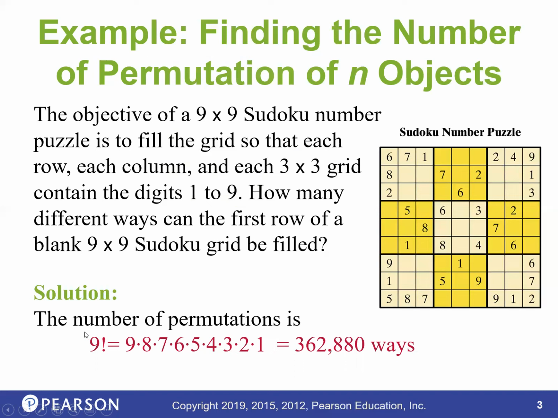Now, when you get 9 factorial in there, see if you get the same number: 362,880. Or you guys are experts now.